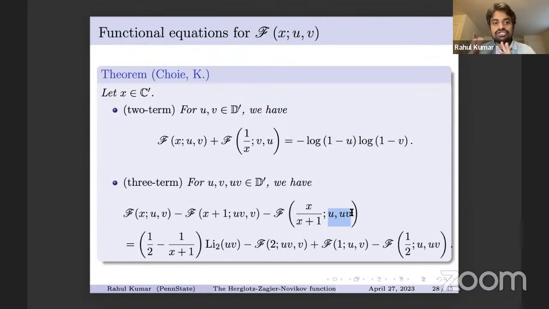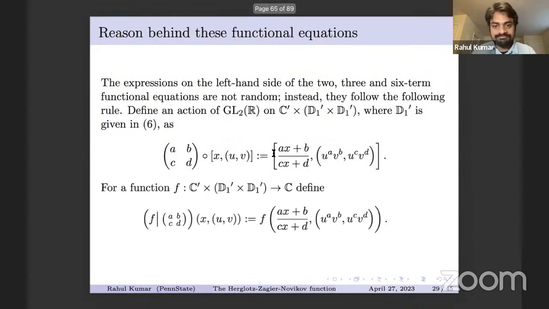So the main idea behind the proof of this functional equation, first, was to guess the ideal combination of F, because from previous experience we know what the arguments of X should be. We know that it should be X, X plus 1 and X over X plus 1. So the main part was to find out how this U and V are behaving. And later on, when we have this right hand side, we realize that they are actually behaving like this with respect to this action. And the same thing holds for the 2-term. We have a 6-term functional equation also in our paper that I have not mentioned here. That 6-term functional equation also follows the rule that I just mentioned.